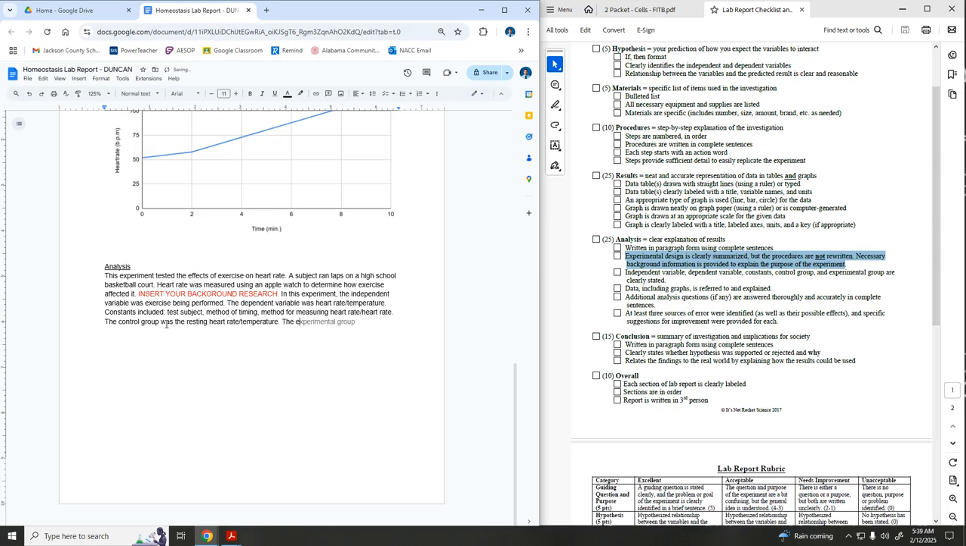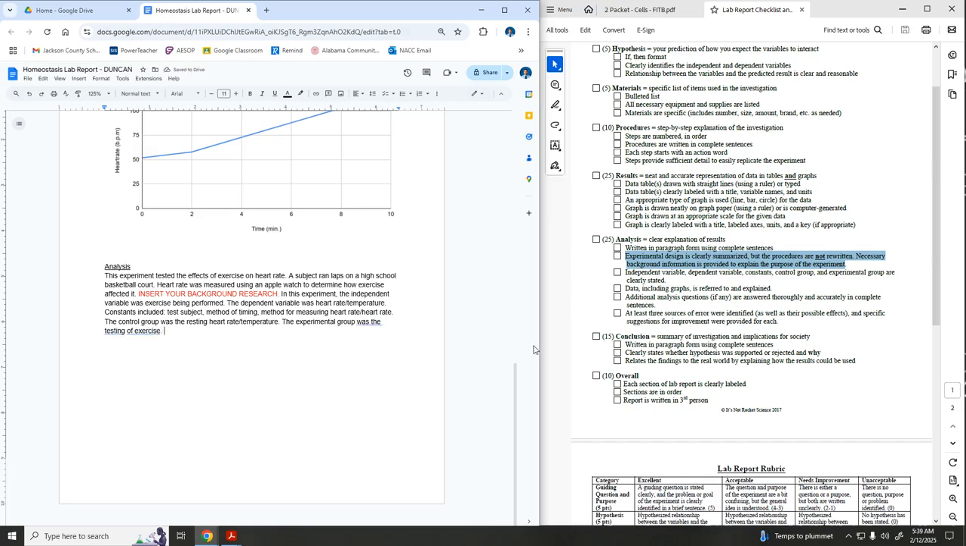And the experimental group, that was testing the exercise. So the experimental group was the testing of exercise.